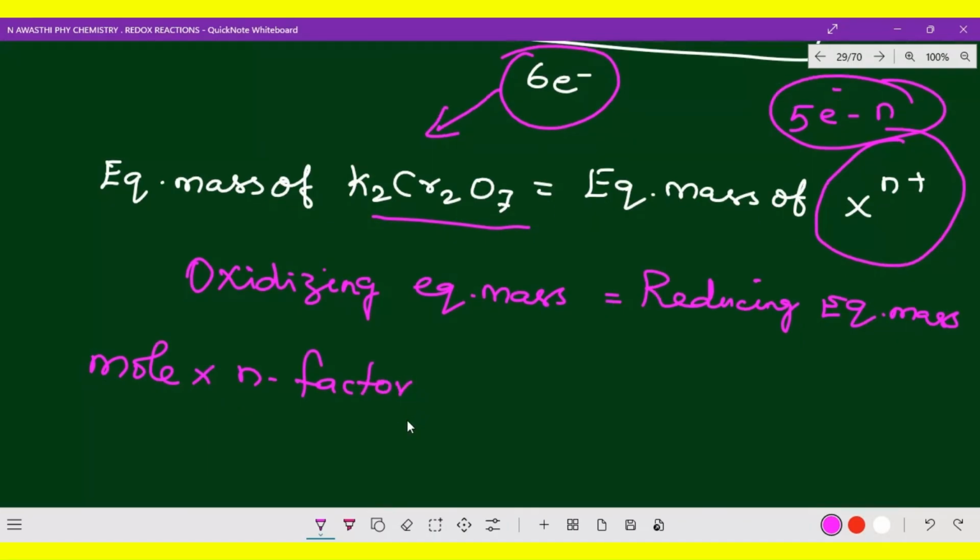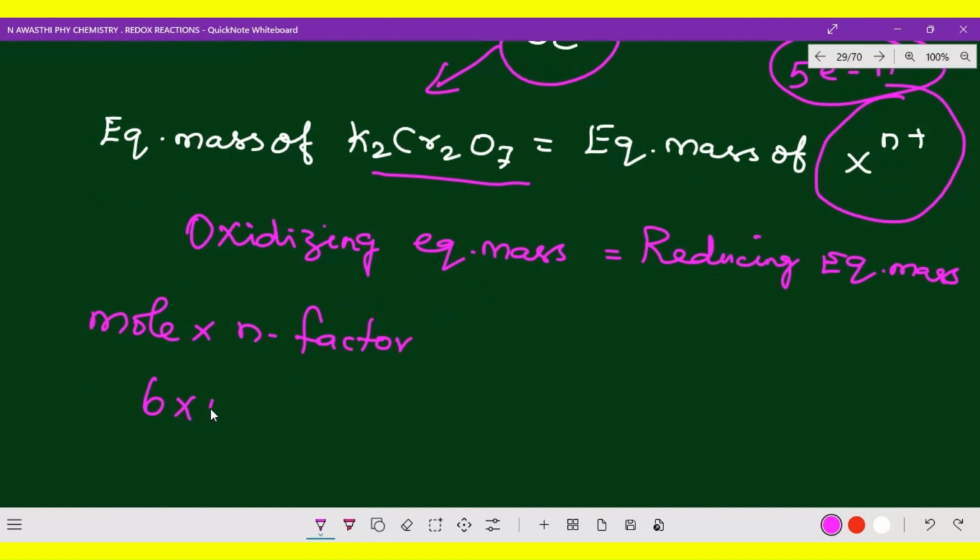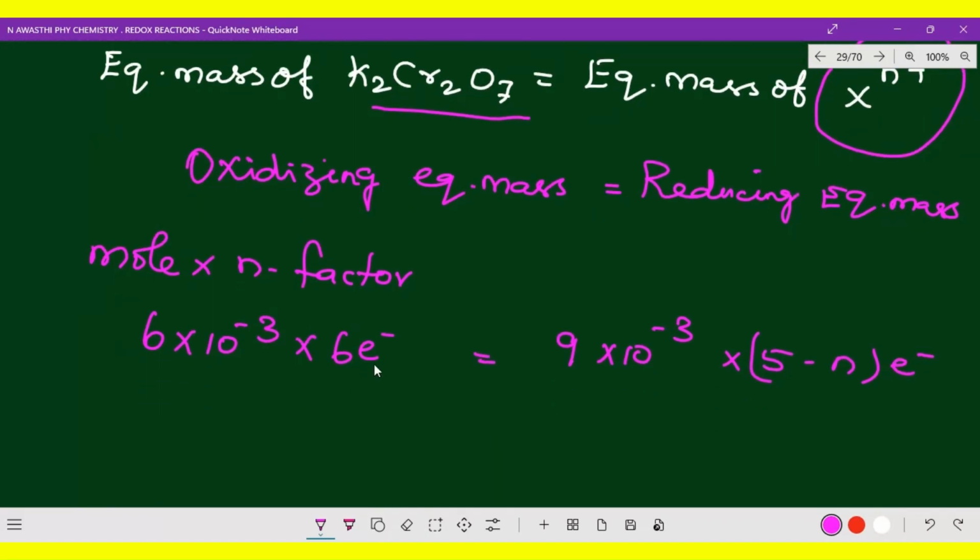If we bring 6 into 10 to the power of minus 3 into 6 electrons, the electrons change of K2Cr2O7, according to this idea: 6 into 10 to the power of minus 3 into 6 electrons equals 9 into 10 to the power of minus 3 into 5 minus n electrons. When we calculate, this and this will be cancelled. So 36 electrons equals 9 into 5 minus n electrons.